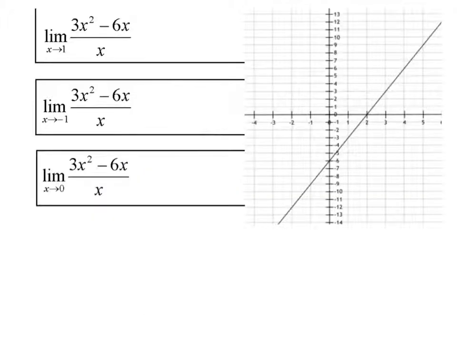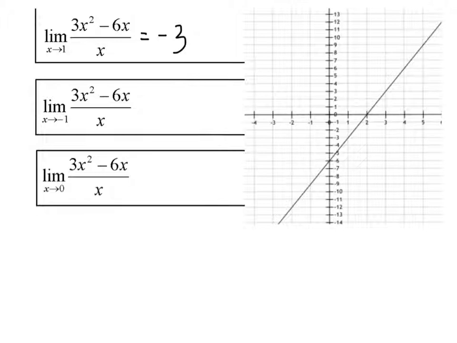Let's look at one other example. I have 3x squared minus 6x over x. I'm starting with the limit as x approaches 1. And graphically, as we approach 1 from either side, it looks like we're approaching a y value of negative 3. And the nice thing is here, if you just plugged in 1, let's think about that real quick. If we just plugged in 1 here, 3 times 1 squared is 3, minus 6 is negative 3, divided by 1 is negative 3. So our limit works out perfectly.